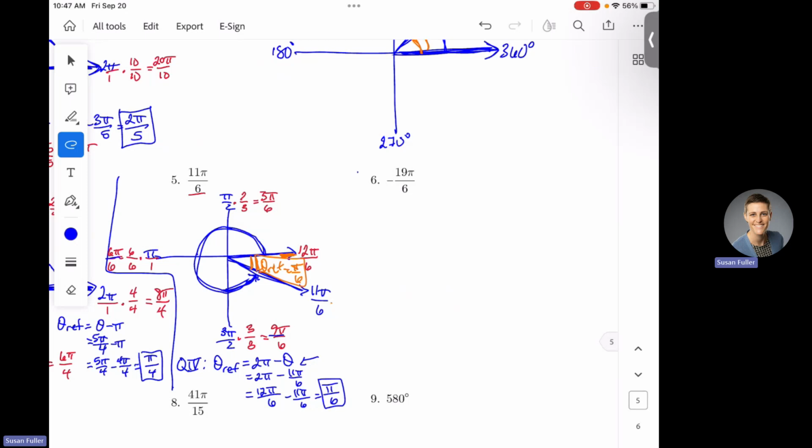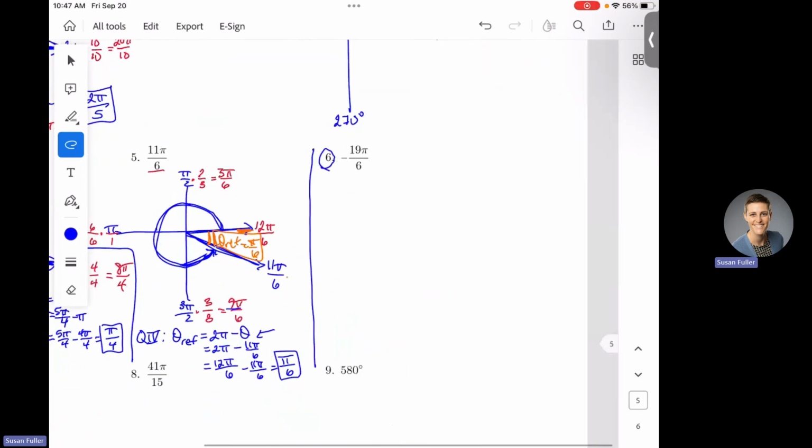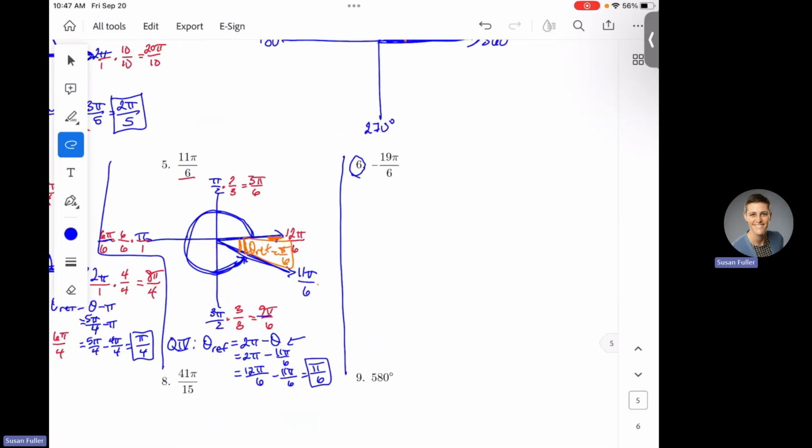So let's look at number 6 here. Number 6 is a little weird because it's negative. All of our angles so far have been positive. And again, we can use the formulas from class with positively rotating angles in standard position. But this is a negatively rotating angle, so we're going to have to be a little more careful with that.